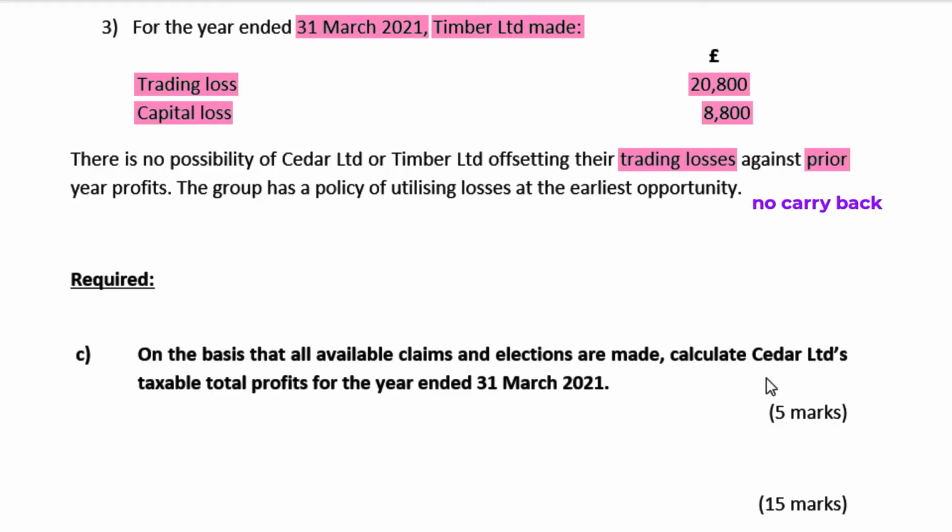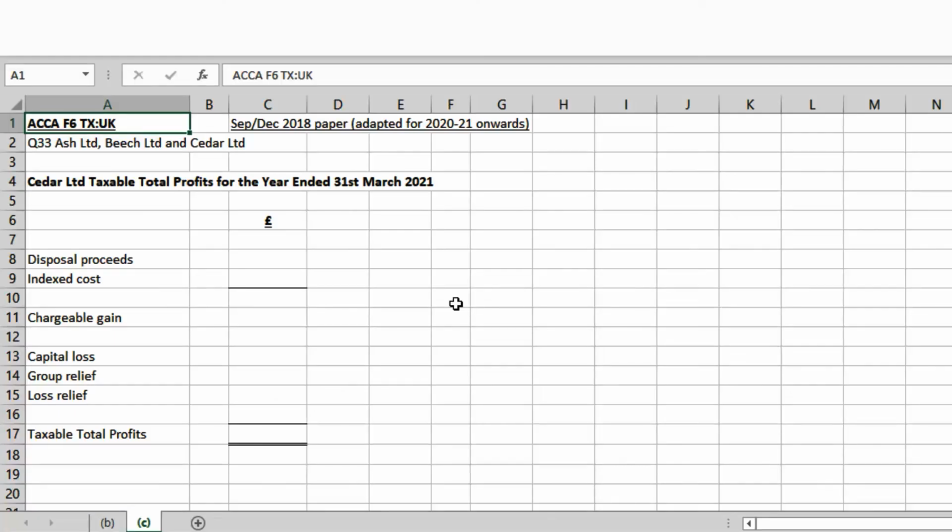What are we required to do? On the basis that all available claims and elections are made, calculate Cedar Limited's taxable total profits. So we are not looking at tax liability, no 19%. We're just looking at the taxable total profits for the year ended 31st March 2021. That's for 5 marks. So we need to calculate the taxable total profits.